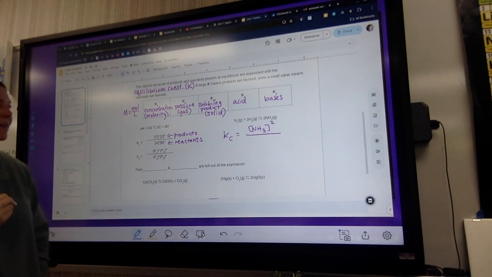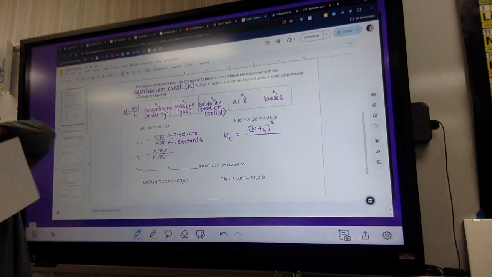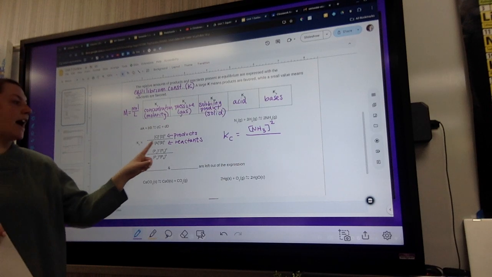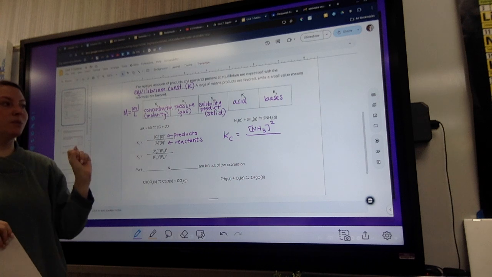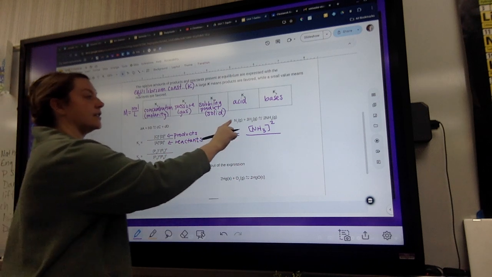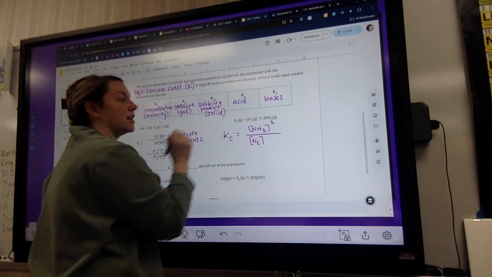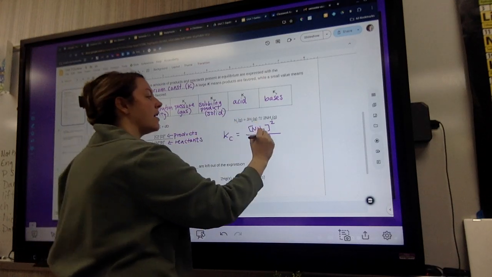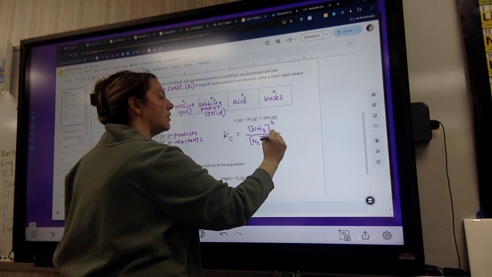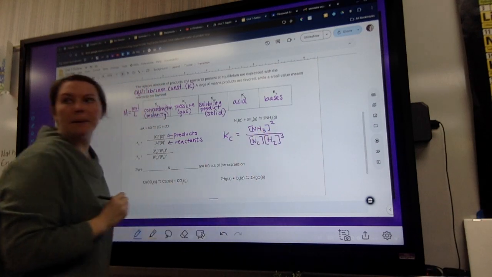divided by my reactants. Notice that we're not adding or anything like that. We're just multiplying each of the reactants. My N2 is one of the species. It's raised to the first power because it doesn't have a coefficient out in front. And then we have H2, which is raised to the third power.